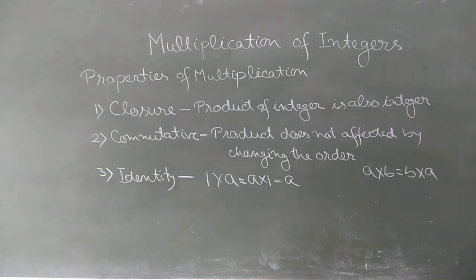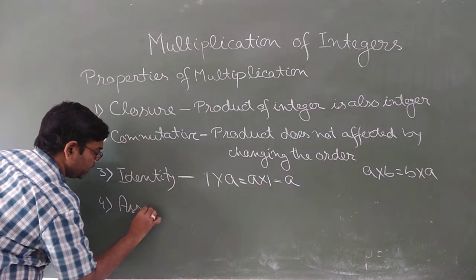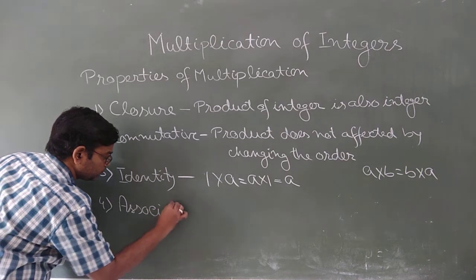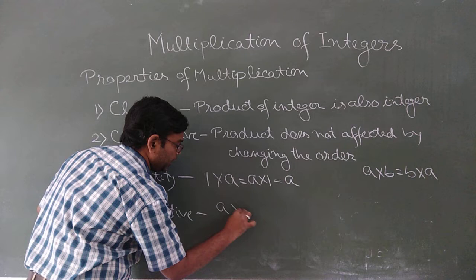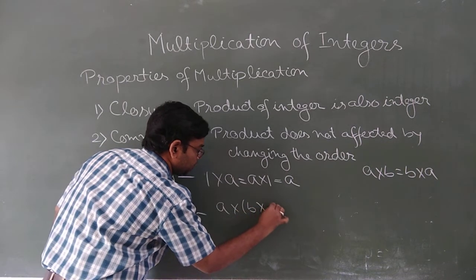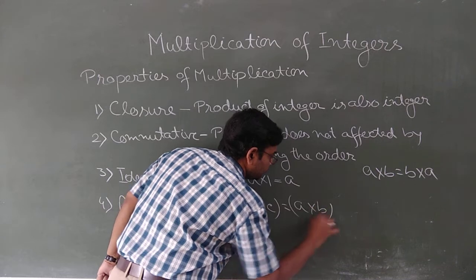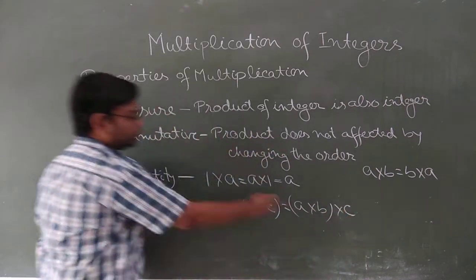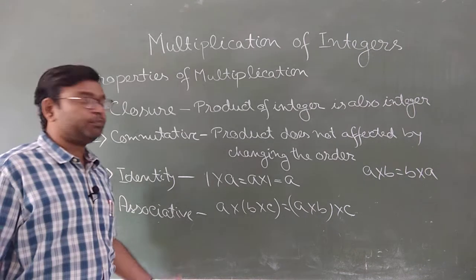Associative property is about brackets. All of you must know about the associative property. Means what? I am writing it in short: A into (B into C) equals (A into B) into C, which gives you the same result. Now, this is your associative property.